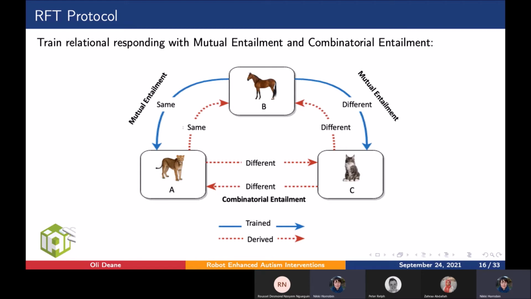And then once this is confirmed, we move on to the relational training. And again, as I mentioned earlier, we're training mutual entailment and combinatorial entailment. So if there's a tiger, a horse and a cat, we'll train that the horse likes the same as the tiger and test mutual entailment by asking who likes the same as the tiger. And then you can see that there are derived relations being formalized in the opposite direction.